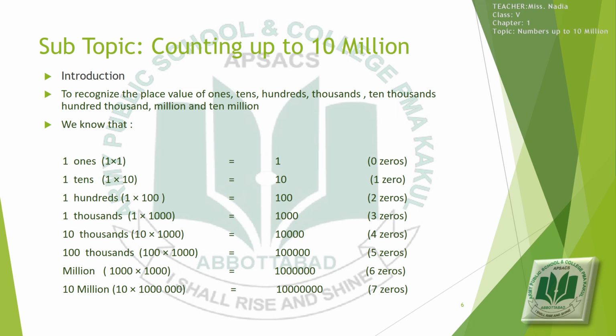In 100 we have 2 zeros, and in 1000 we have 3 zeros. 10,000 is 10 multiplied by 1000. In 10,000 we have 4 zeros. 100,000 is 100 multiplied by 1000, there are 5 zeros in 100,000. 1 million is actually 1,000,000. So 1000 multiplied by 1000 is 1 million, and there are 6 zeros in 1 million. 10 million, 10 multiplied by million is equal to 10 million, and there are 7 zeros in 10 million.